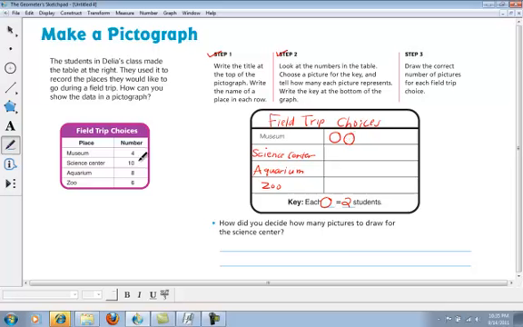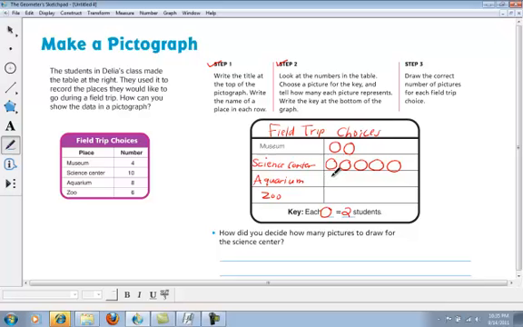Science Center is 10, so let's count by 2s as we draw our circles. 2, 4, 6, 8, 10. I drew 5 circles to represent 10 students. Now let's look at the aquarium. There's 8 students. So let's count by 2s as we draw our circles for the aquarium. 2, 4, 6, 8. So I should have 4 circles to represent 8 students.